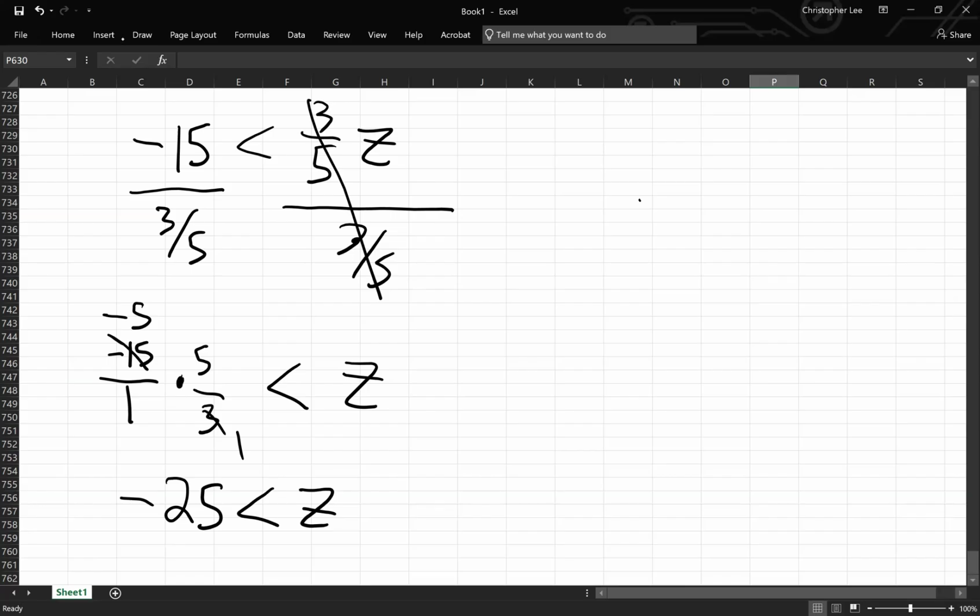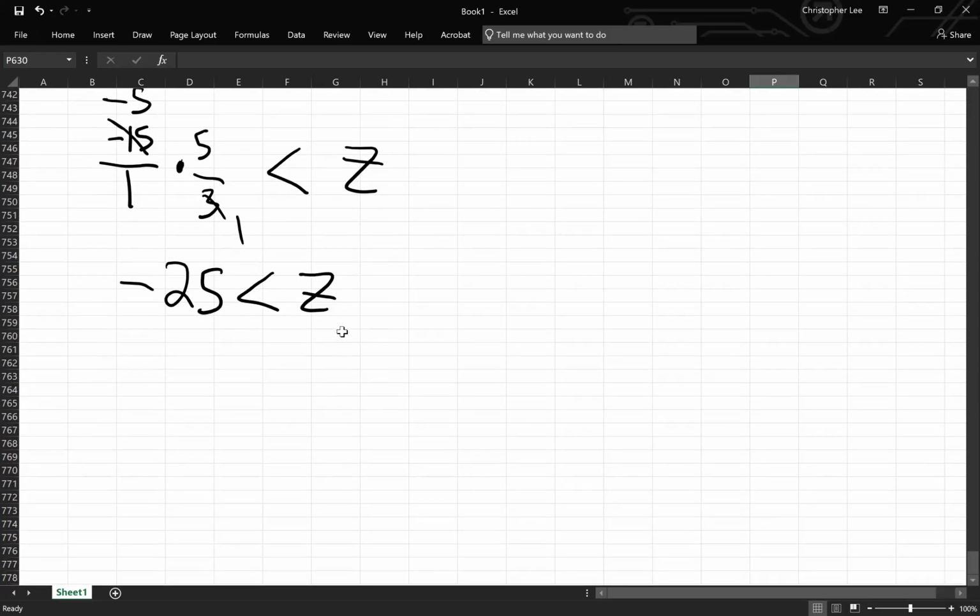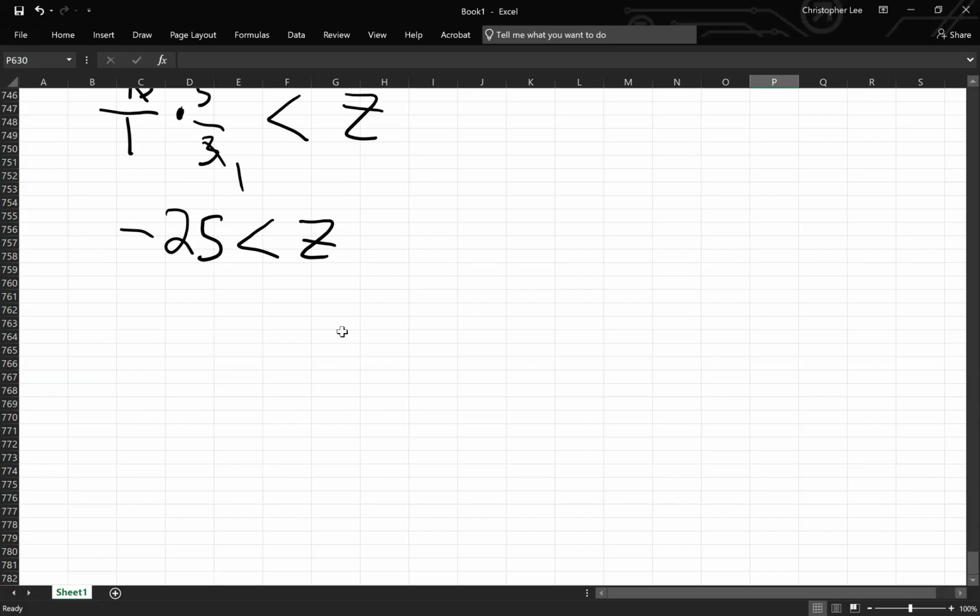Now, I don't know about you, but I like my variables to be on the left-hand side, even though I know some of you know how to read this the way it is. So I like to actually read this in reverse. So in reverse, this becomes what? Z is greater than -25, right? So now it's easy for me to see that I want all the numbers that are bigger than -25.